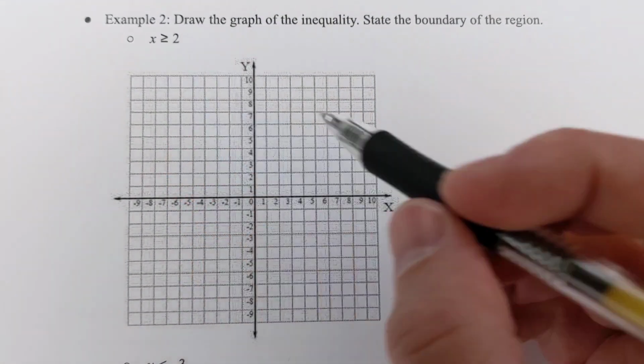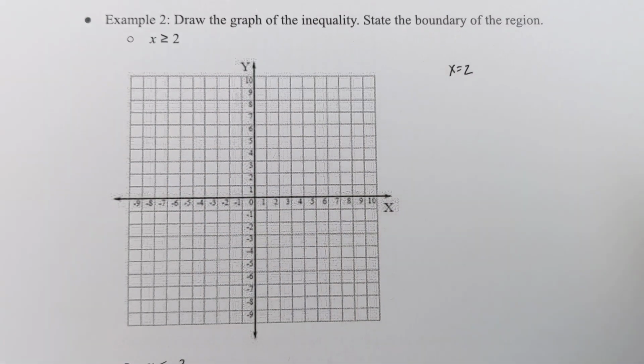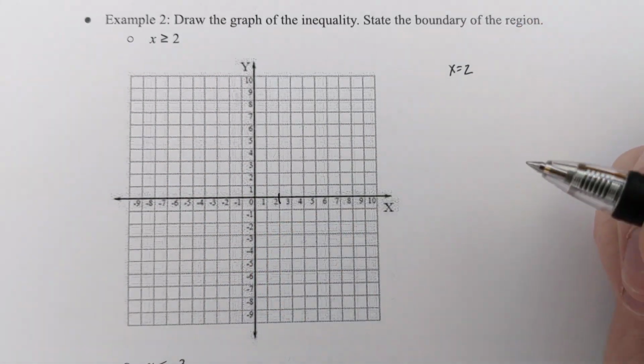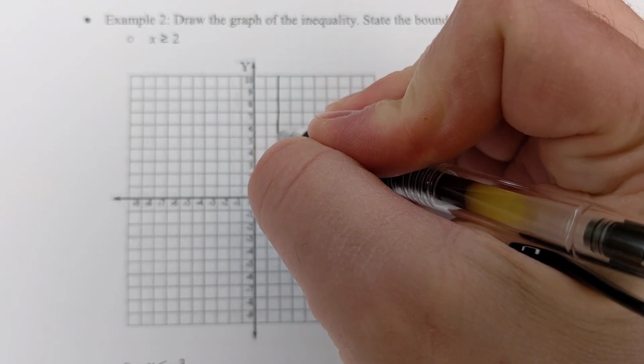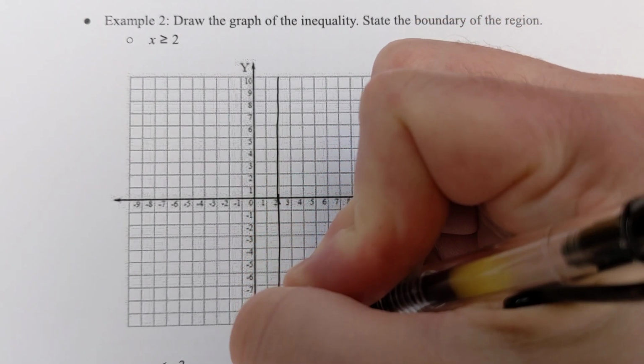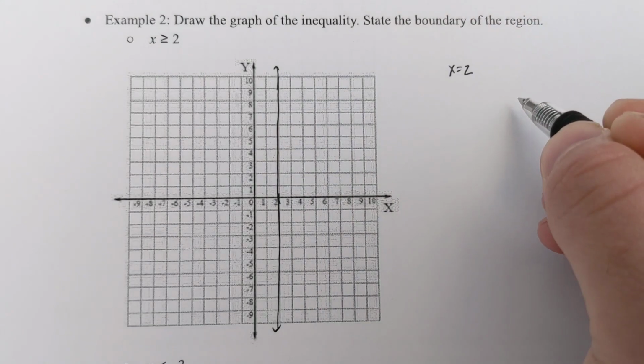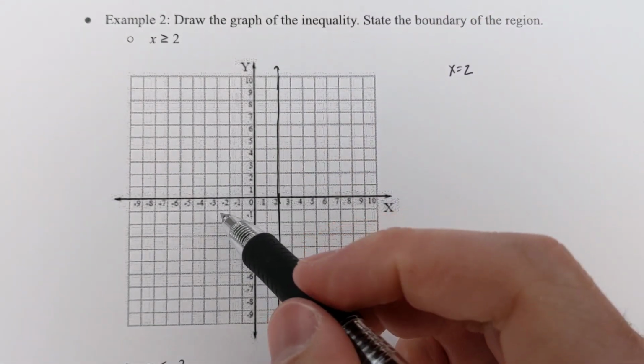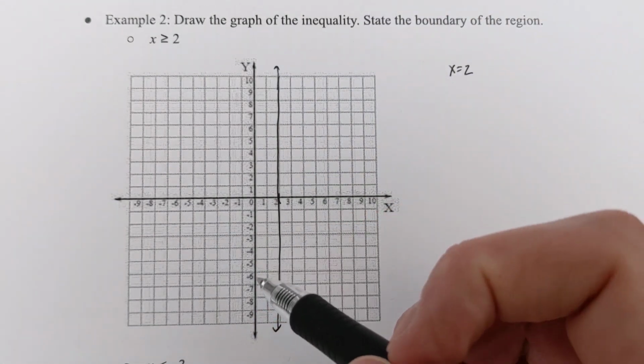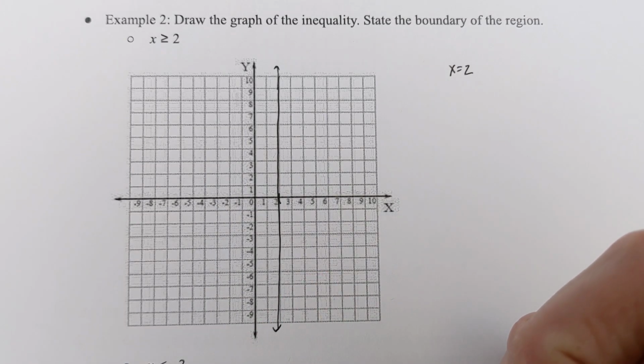So this, we're going to pretend it's an equation. That's a vertical line through 2. It's going to be solid because I have the or equal to bar underneath. So there's my boundary. Now to shade, I need to choose a point from one side. If I get a true statement, I shade that side. If I get a false statement, I shade the other side.